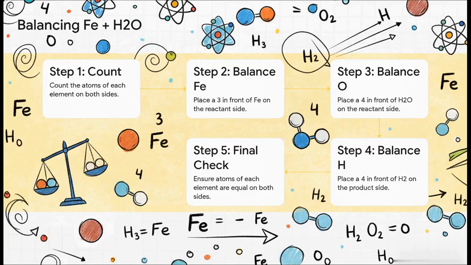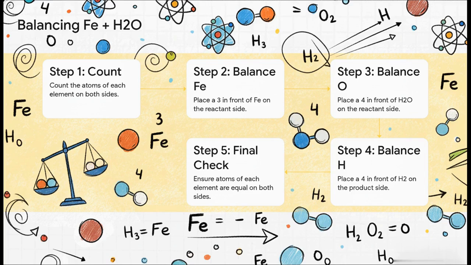Let's actually try it with the equation for rust. So, step 1, we just count up the atoms. On the left side, we've got 1 iron atom, but on the right, we've got 3. Uh-oh, the scales aren't balanced. So for step 2, we've got to fix that. We place a big number 3 in front of the iron on the left. Now the irons match up. Okay, but now look at the oxygen and hydrogen. We just do the same thing. We put a 4 here, and that means we need a 4 over here, until we get to our final check. Let's see, 3 iron, 8 hydrogen, and 4 oxygen atoms on both sides.